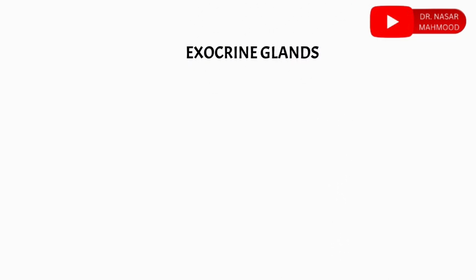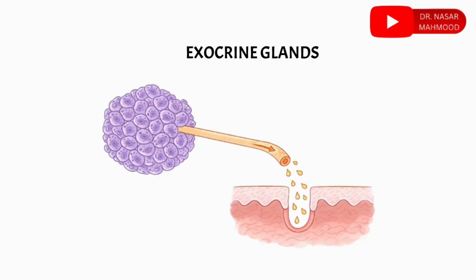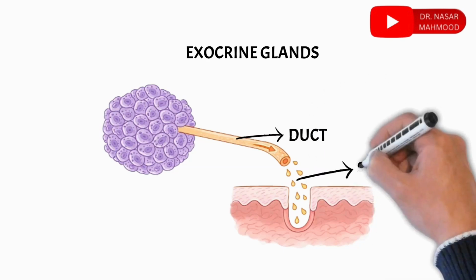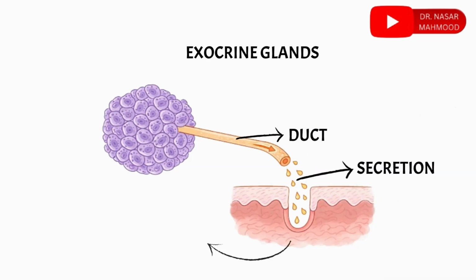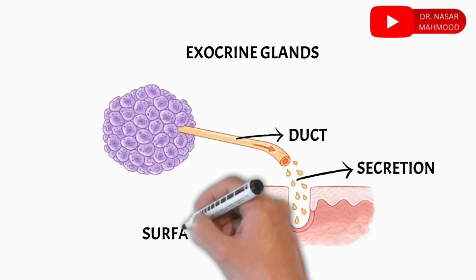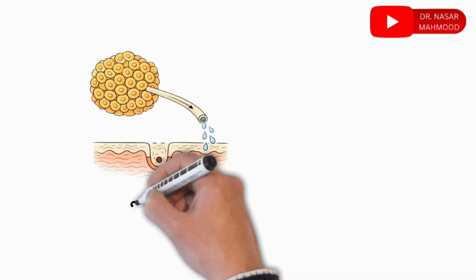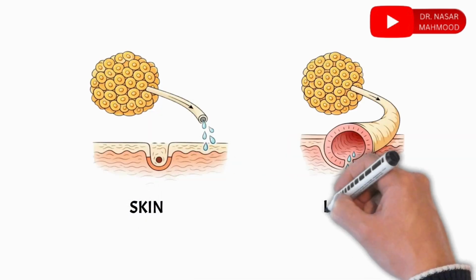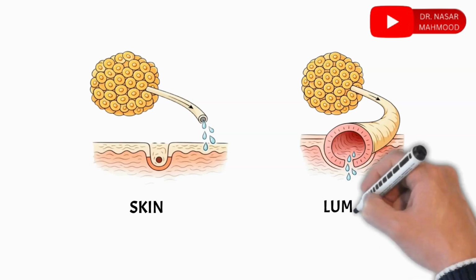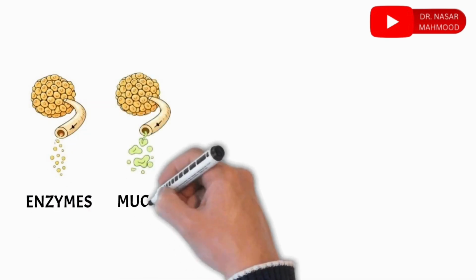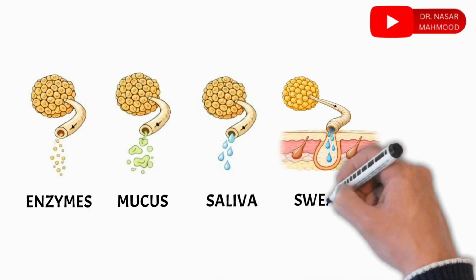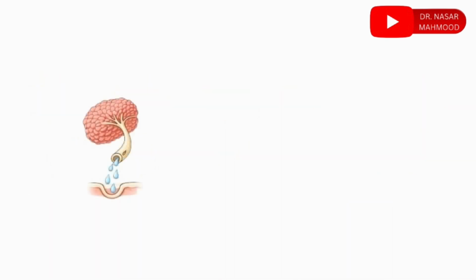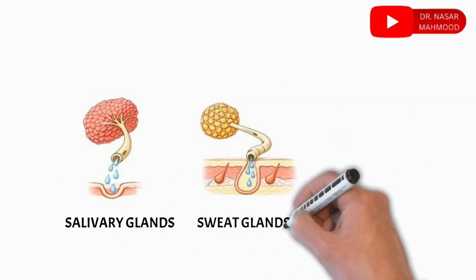Now let's compare that to exocrine glands. Here, notice the presence of a duct system. The gland produces a secretion, and the secretion is delivered through a duct to a surface. Now that surface might be the skin, or it might be the lumen of an organ, like the oral cavity or the GI tract. Exocrine secretions include enzymes, mucus, saliva, sweat, and sebum. Examples include salivary glands, sweat glands, and the exocrine pancreas.